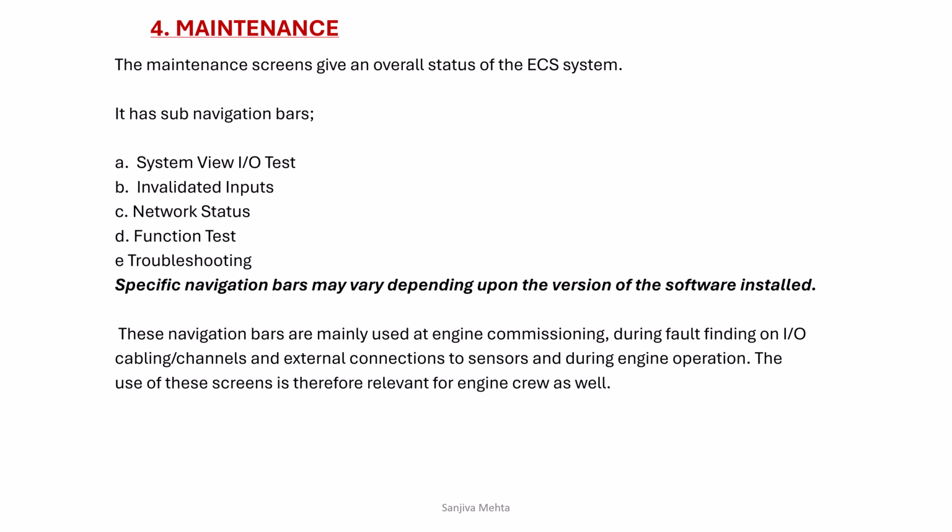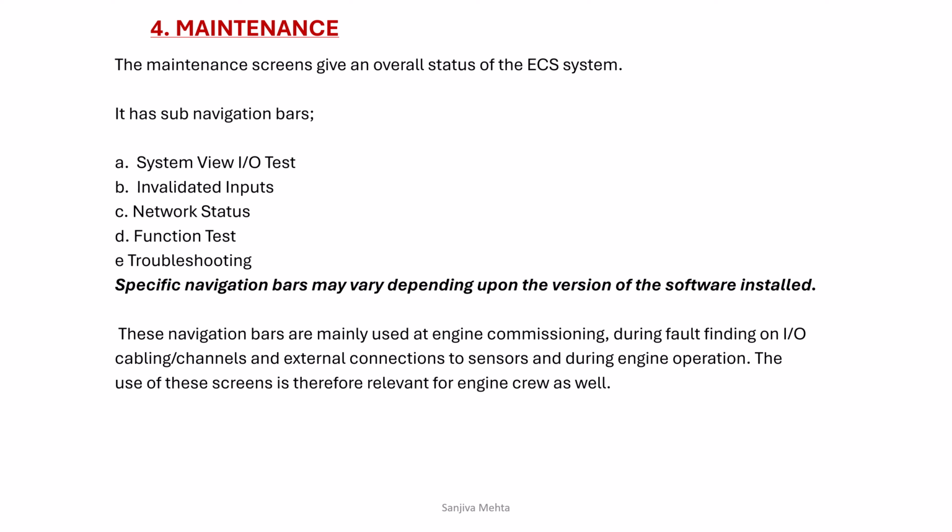This maintenance screen gives an overall status of the engine control system. It has 5 sub-navigation bars, A, B, C, D, E: system view, input output test, invalidated inputs, remember we had talked earlier, network status, function test, troubleshooting.